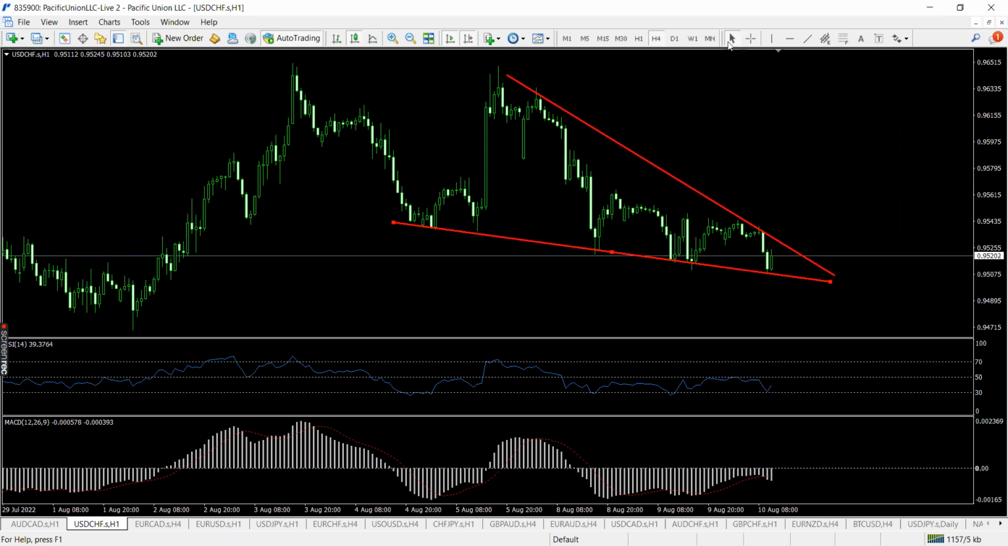So in essence, what I'm saying is that once price is able to break out of this setup, then we're expecting a continuous bullish movement on the USD CHF.